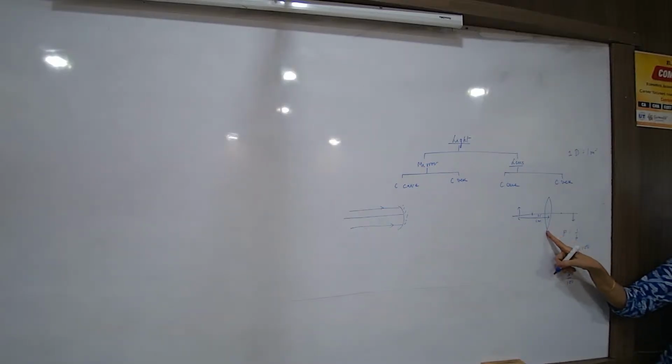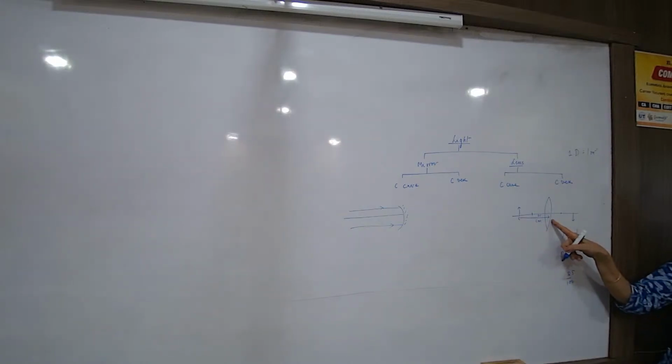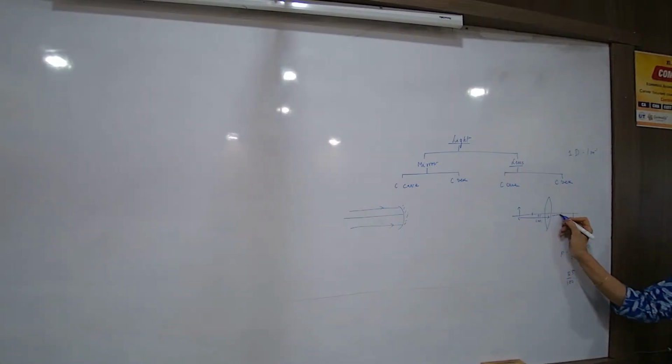Negative? We are using a convex lens. Convex means converging. So positive. Okay, so because this is positive, isn't it? F is positive, right? So this is going to be 25 centimeter. So therefore it is positive. Do that now, come on.